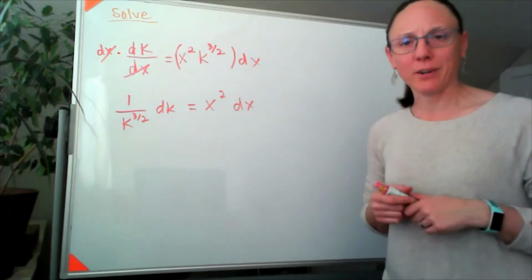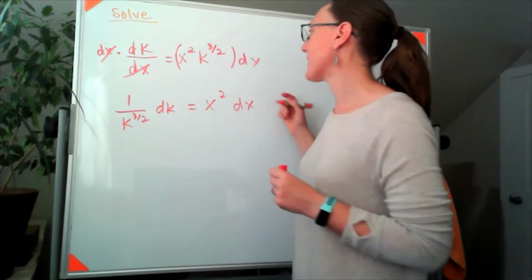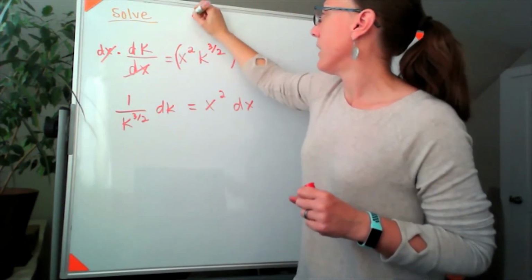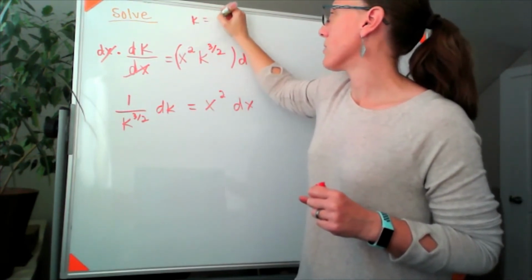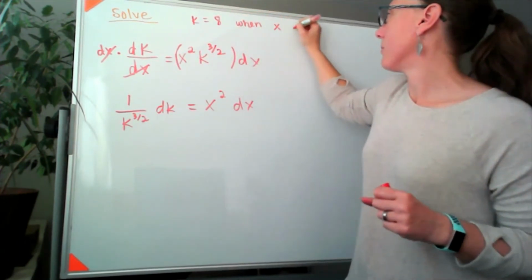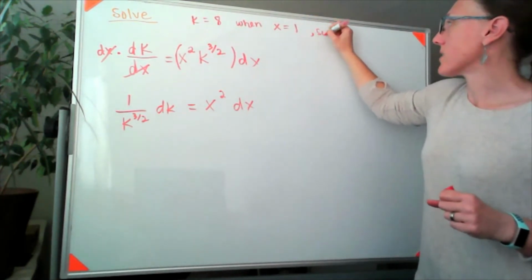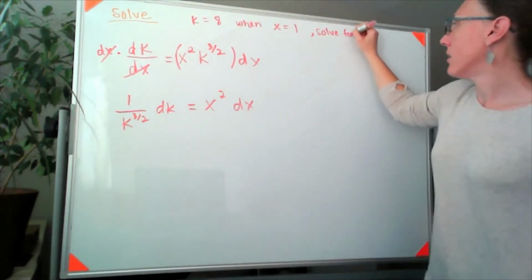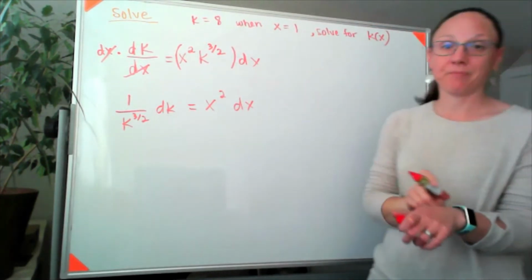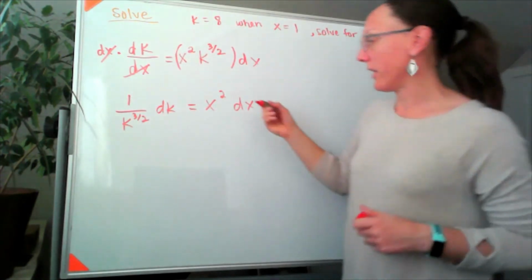Oh, and I'm going to go ahead and give us an initial condition here. So let's say that k equals 8 when x equals 1, and we're going to solve for k as a function of x. Okay, now I'm almost ready to integrate.